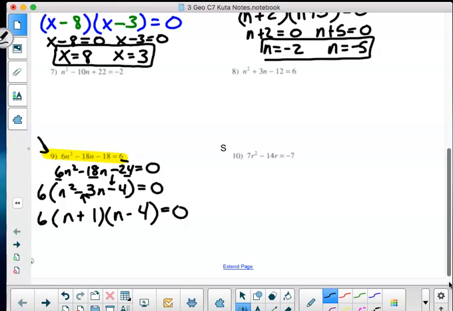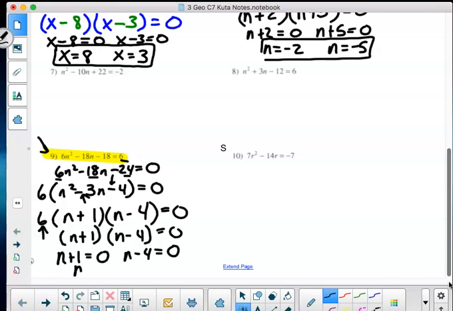Now, when I do my zero product rule, I don't have a variable on the 6. I could have divided it out, but I wanted to make a point of it. I'm going to divide out the 6. So I really have n plus 1 and n minus 4 is equal to 0. Now, n plus 1 is equal to 0, and n minus 4 is equal to 0. So n is equal to negative 1, and n is equal to 4. Those are my two answers for this problem.